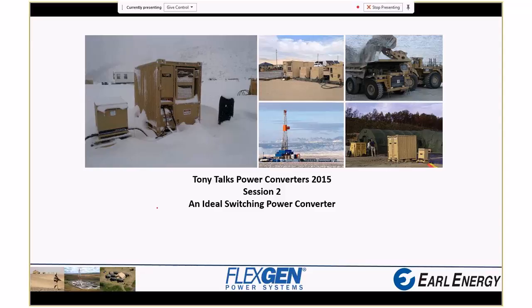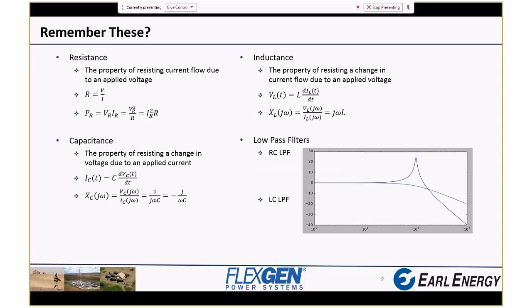So to start, this is all review from the last sessions. We have the very basic resistance. Resistance is the property of resisting a current flow due to an applied voltage. That's the easiest way to think of a resistance. Ohm's law defines resistance in ohms as volts over amps, or voltage divided by current.